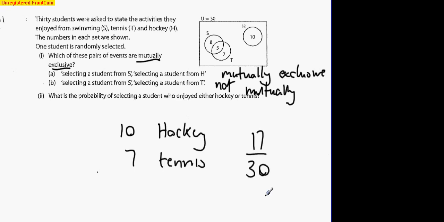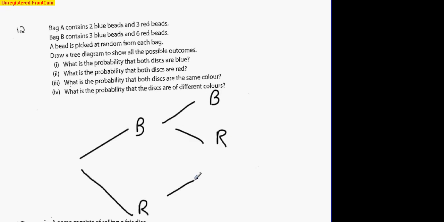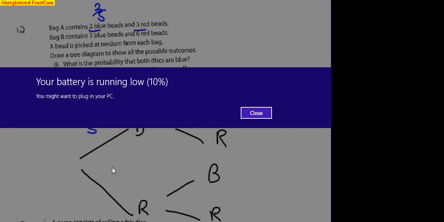Okay, question 12. Bag A contains 2 blue beads and 3 red beads. Bag B contains 3 blue beads and 6 red beads. A bead is picked at random from each bag. Draw a tree diagram for each one. Blue, red, then the second bag can be blue or red, or it can be blue or red again. In the first bag, the probability of getting a blue is 2 out of 5. The probability of getting a red in the first bag is 3 out of 5.